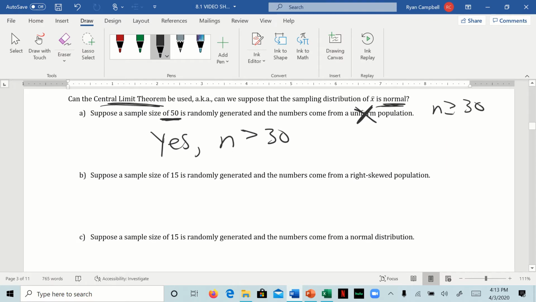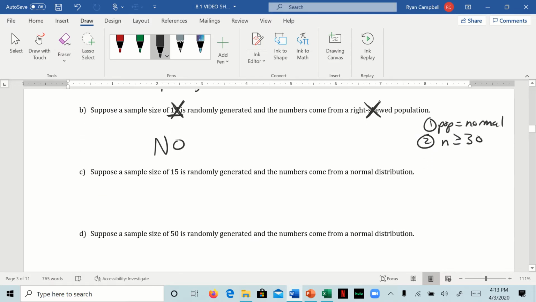All right. Part B, suppose that the sample size is 15 is randomly generated and the numbers come from a right-skewed population. So remember, the two parts, the population has to be normal. It is not, it's right-skewed, so that's not great. The second one is that the sample size has to be greater than or equal to 30. Well, sample size is 15, so no, that's not either. So no, it is not. We cannot use the central limit theorem, right? We cannot suppose it's just normal. It's not.